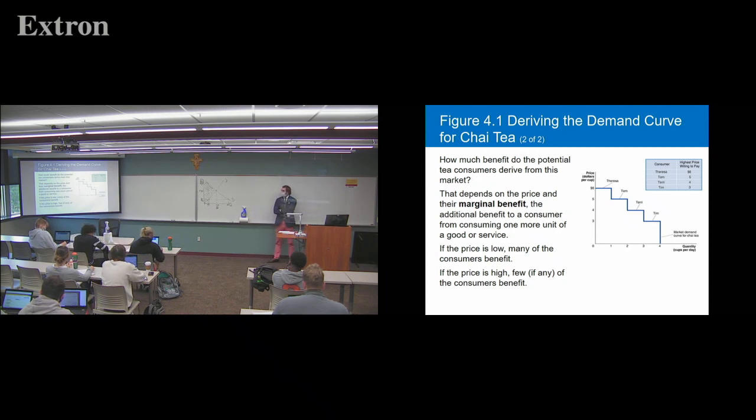So how much value the tea consumers get from this market is going to depend on the marginal benefit, the additional benefit to a consumer for consuming one extra unit of a good or service. In this case, for consuming one additional cup of tea. So if the price is low, many of them are going to benefit. And if the price is high, a lot fewer are going to benefit. So if the price is down here like $3, they're all going to buy it, so they're all going to get benefit from this. Whereas if it's at $6, only Teresa is going to get any sort of benefit.